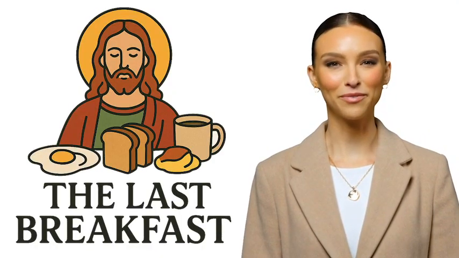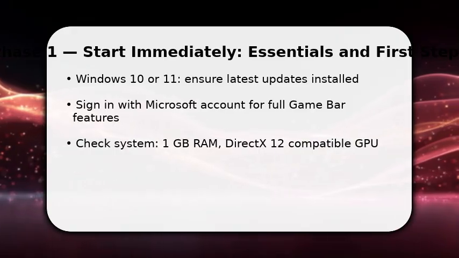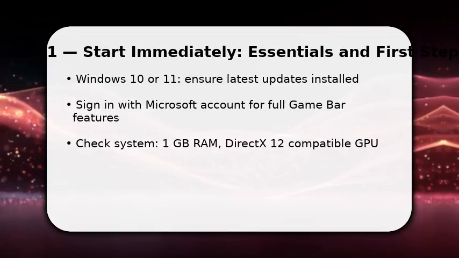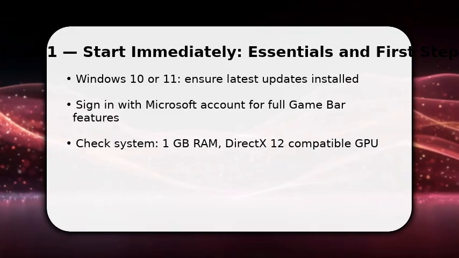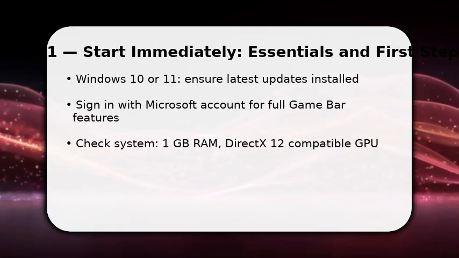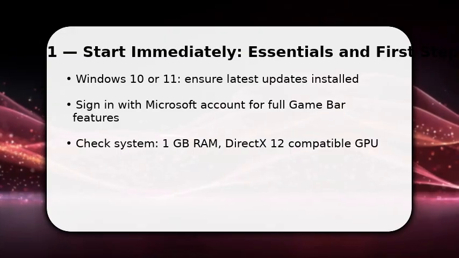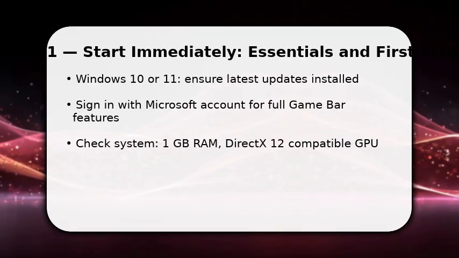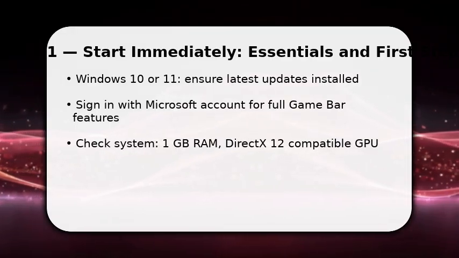Please enjoy the video. You'll begin by confirming prerequisites, then launch settings. This saves time and prevents errors. Make sure Windows 10 or 11 is updated, and sign into your Microsoft account so Game Bar syncs overlays and captures. Next, verify your PC meets basic requirements, about 1 GB RAM and a DirectX 12-capable GPU, because the feature needs system support. Once done, open Start, type Xbox Game Bar, and press Enter to jump into the first configuration screen immediately.